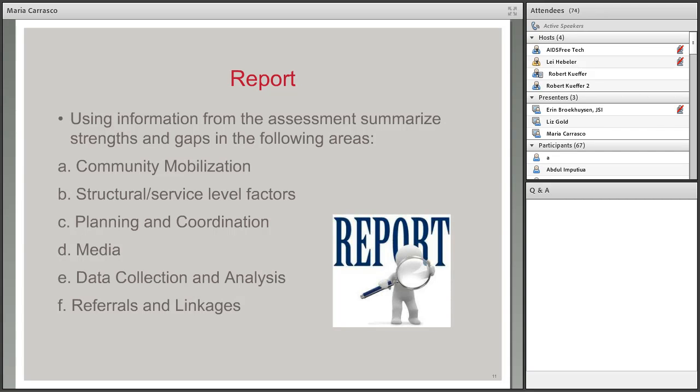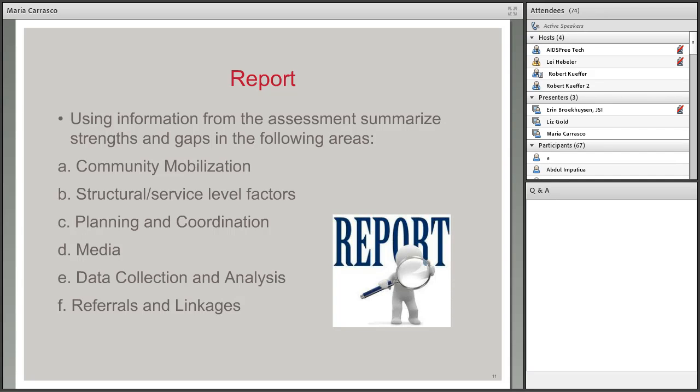And we also recommend that you summarize the information and include observations in at least these 6 areas that are noted in the slide. So for community mobilization, this will be your work with community mobilizers. For structural and service level factors, this includes information about transportation, hours of operation, access for clients, and so on and so forth.